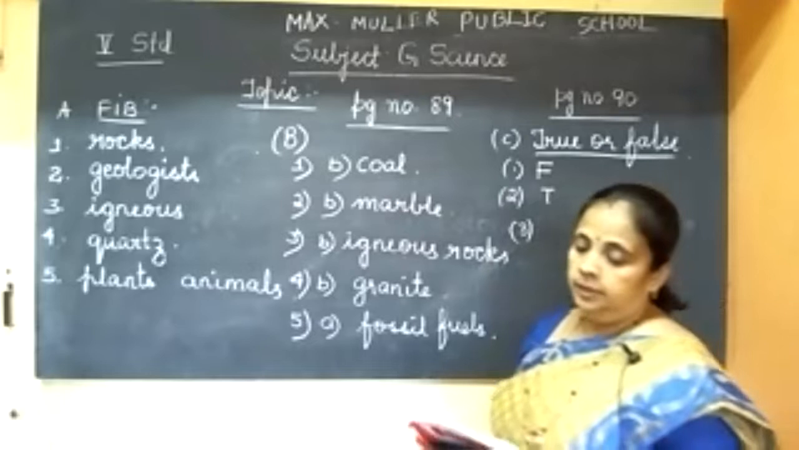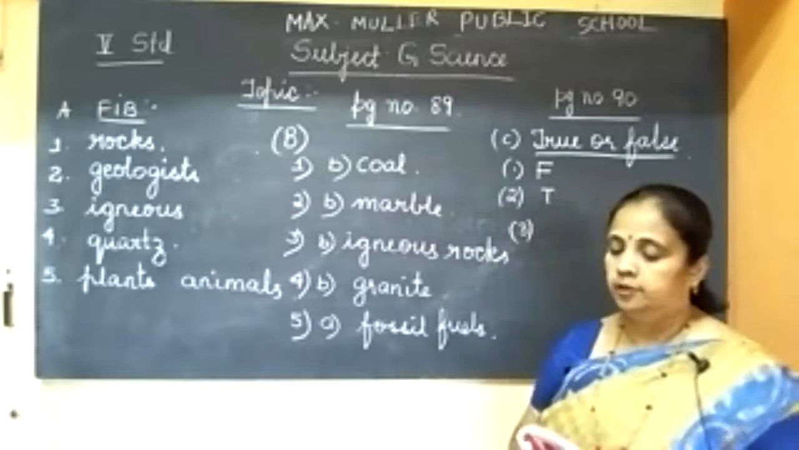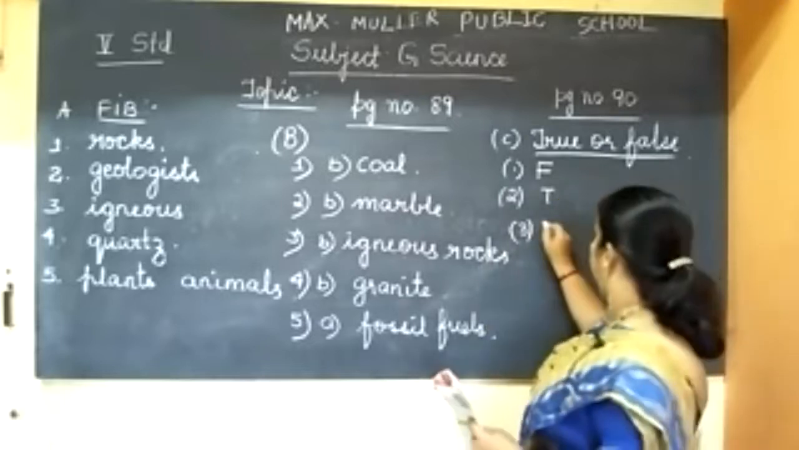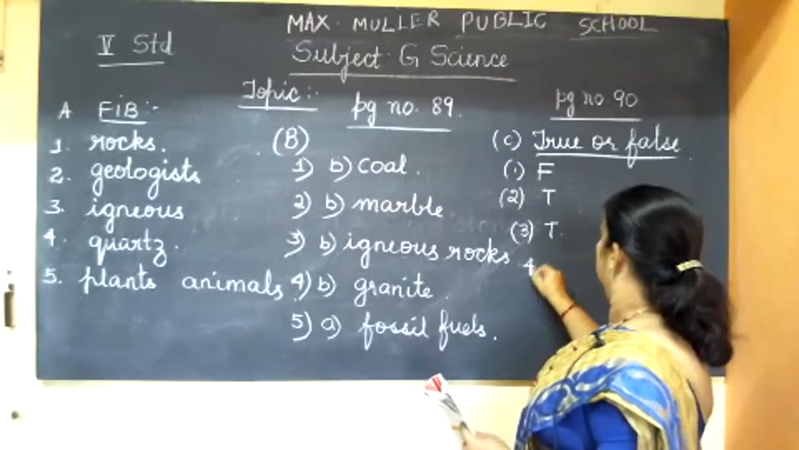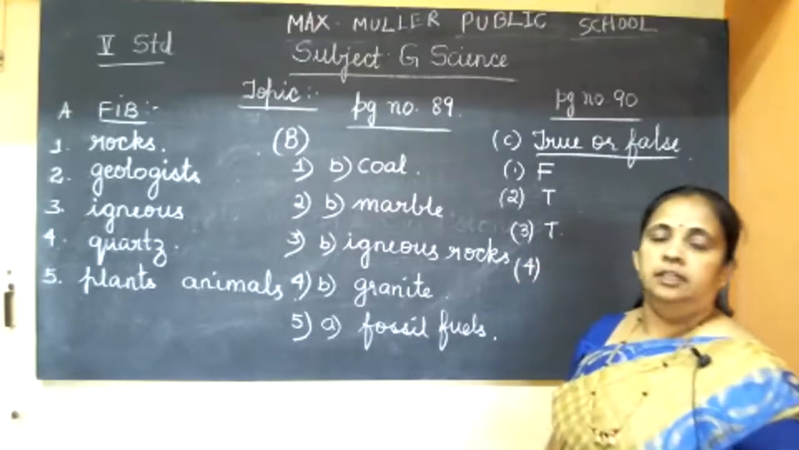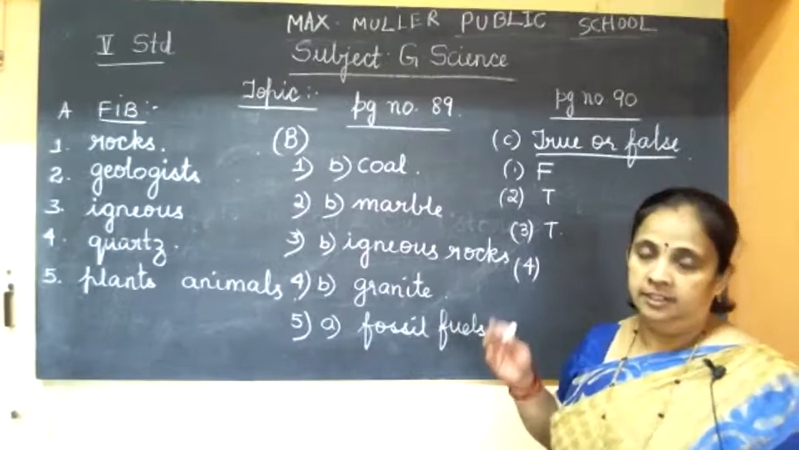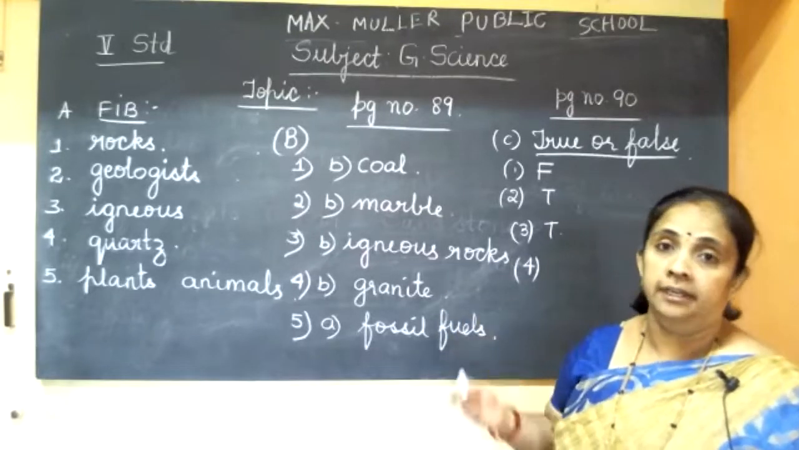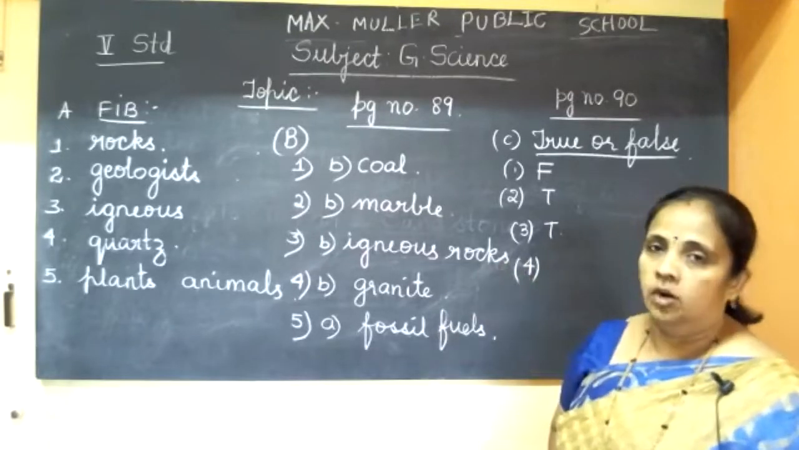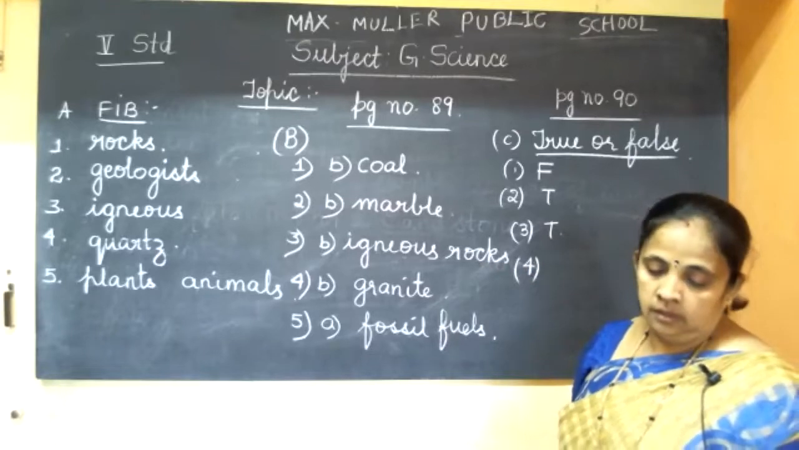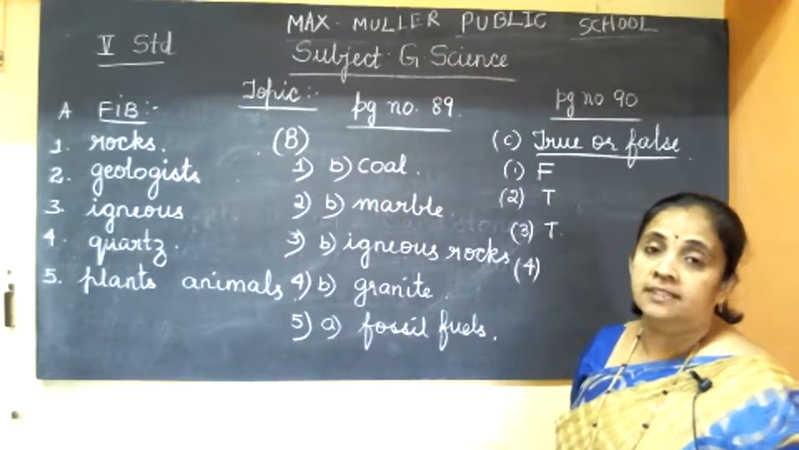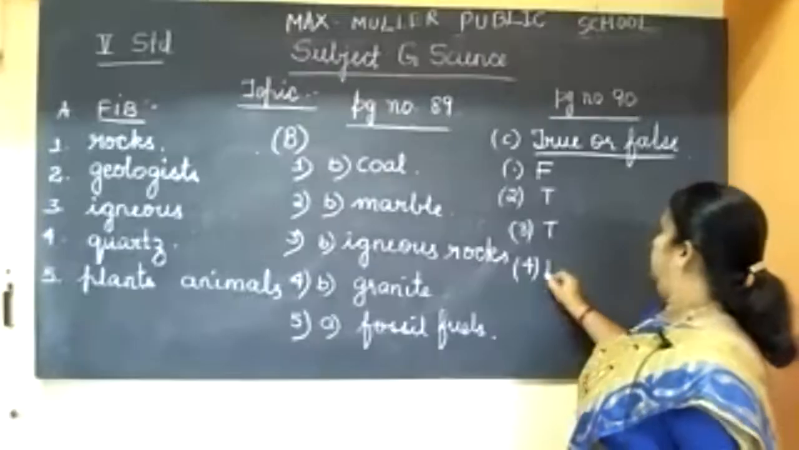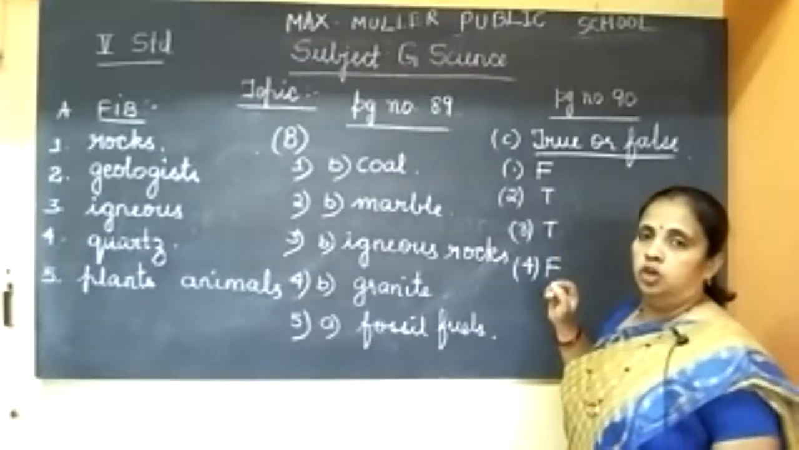Third, the process of extraction of minerals from the earth is known as mining. Yes, true. So by blasting with dynamite and taking out the minerals, or digging tunnels and taking out the minerals, is called mining. The changed rocks are known as igneous rocks. False. So what are the changed rocks called?